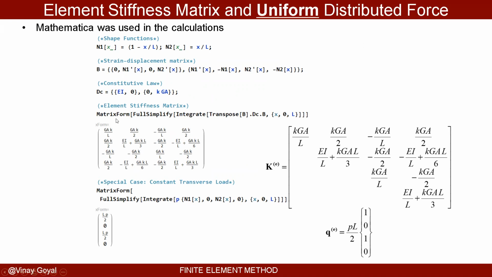I do the element stiffness matrix calculation. Matrix form puts it in a nice matrix so you can see the whole thing nicely. And I integrate it from 0 to L. And that's the stiffness matrix I got earlier, by the way. And also, say you have a constant transverse load, then this integration becomes just PL over 2, which makes sense, that is PL over 2.